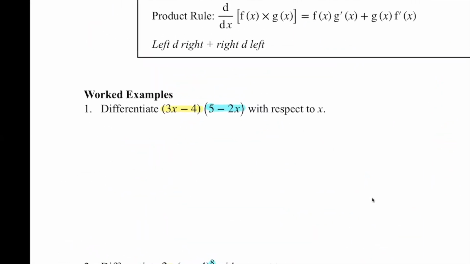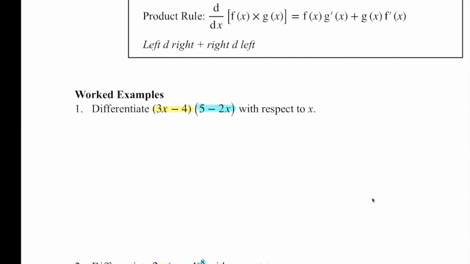Now I'm going to talk about how to differentiate using product rule. I'm going to call the thing on the left, left, and the thing on the right, right. So the way to differentiate using product rule is left d right plus right d left. So what do I mean by left d right plus right d left?